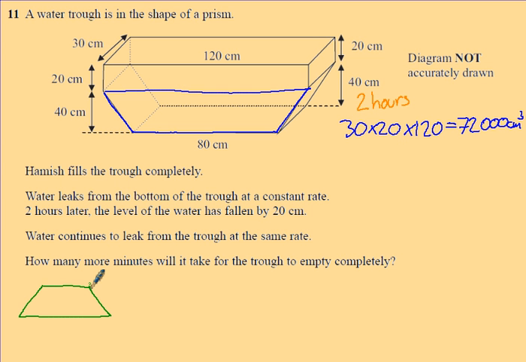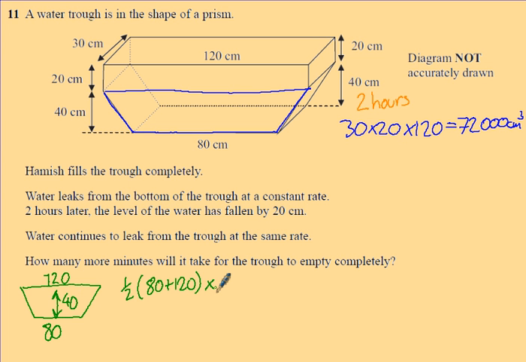So here's my trapezium, or perhaps it's better drawn the other way round. We know that its base is 80 centimetres. We know that its top is 120 centimetres, and we know that the width is 40 centimetres. In order to find the area of a trapezium, I need to half the sum of the parallel sides. So that's 1/2 of 80 plus 120. And I need to multiply by the height between them, which is 40.